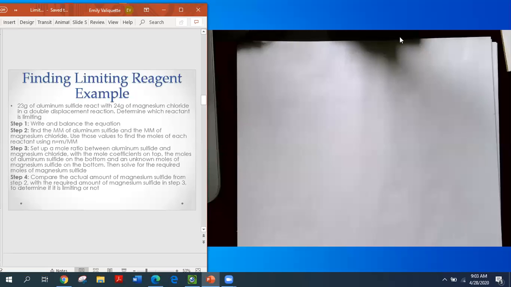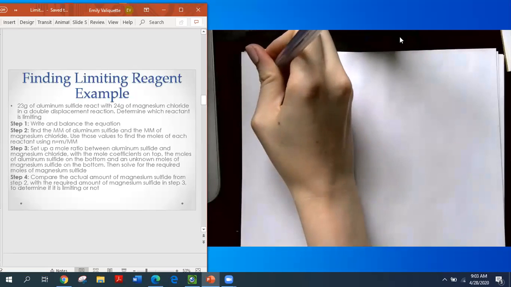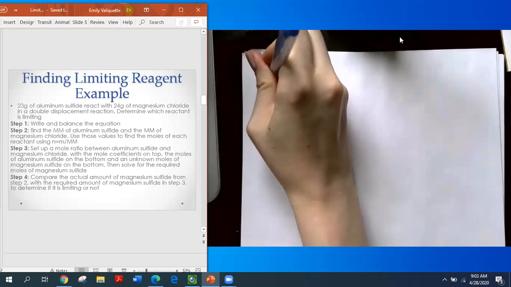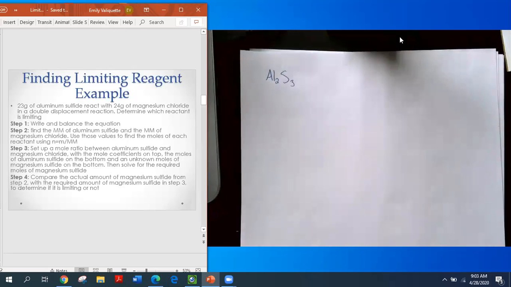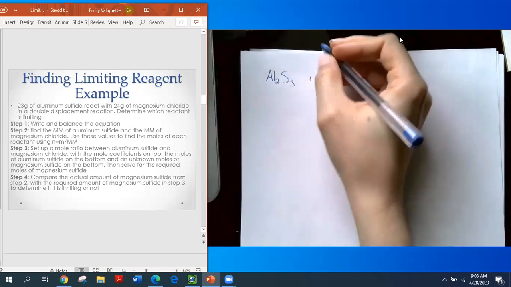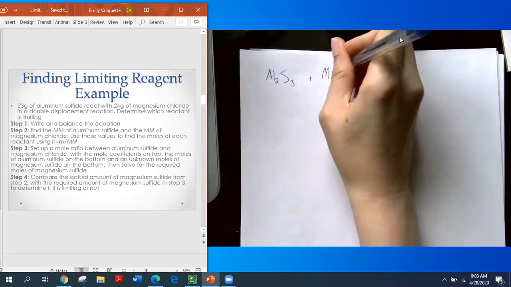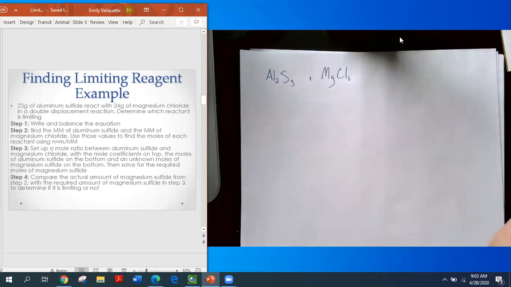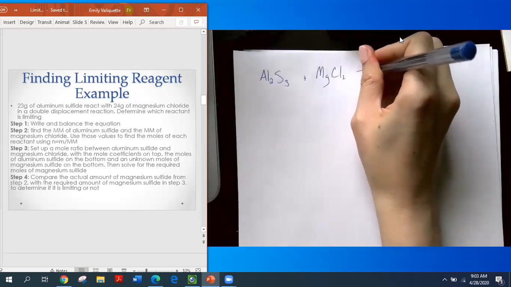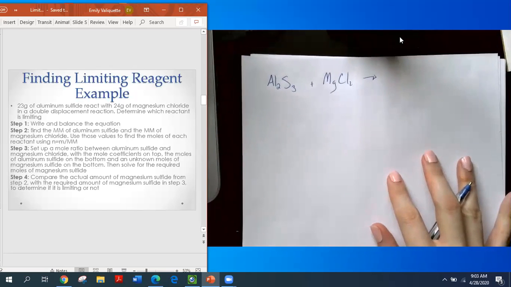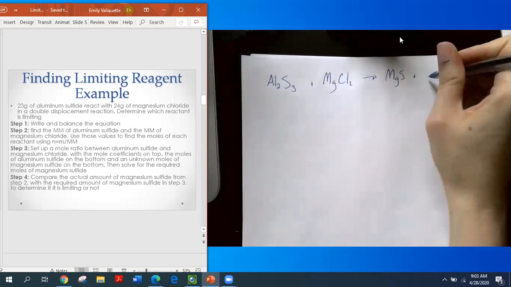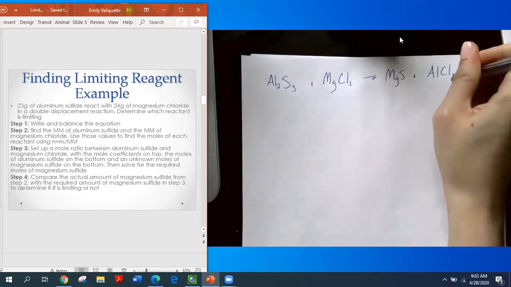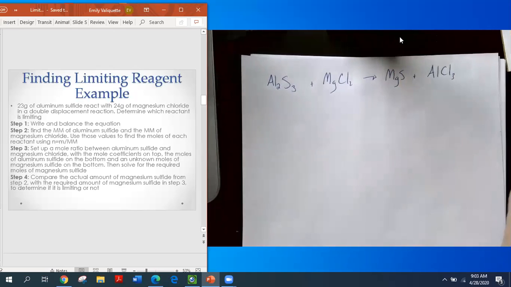Okay, so for the first question here, we're told that we have aluminum sulfide, which is Al2S3, reacting with magnesium chloride, which is MgCl2, and it's a double displacement reaction. So our metals can swap spots, and we would end up with MgS and AlCl3. From there, of course, we need to balance this.